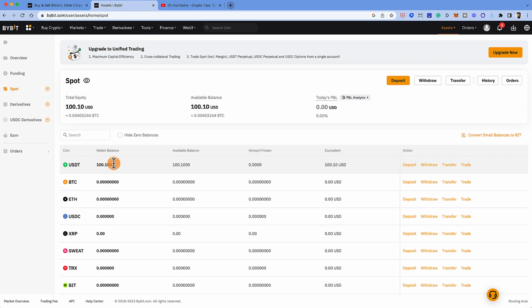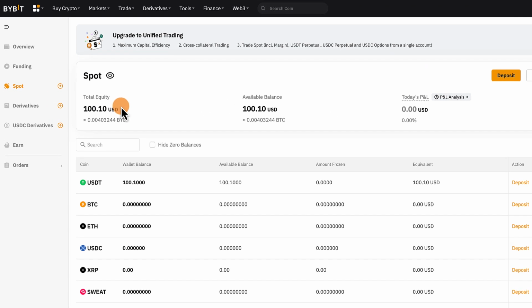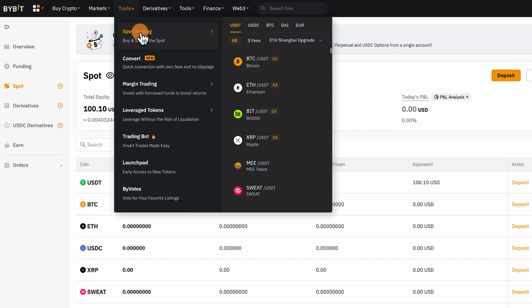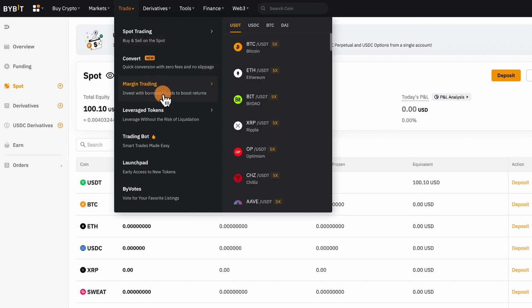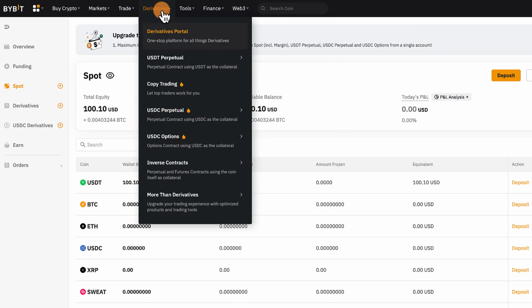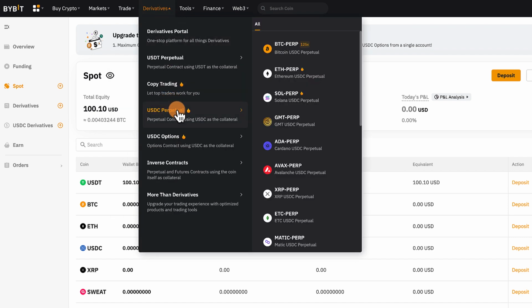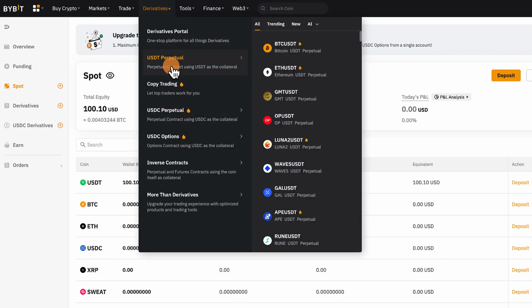Now what you need to understand is that Bybit supports different markets. So you have spot market, spot trading, where you can trade, which I'll show you in a moment. But you can also use margin trading, or if you like, you can use derivative trading, futures trading, and they offer perpetual trading. That means you can keep your position open for as long as you want, as long as you're not getting liquidated. So anyways, we'll talk about that in a moment.